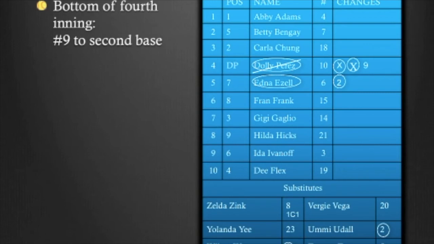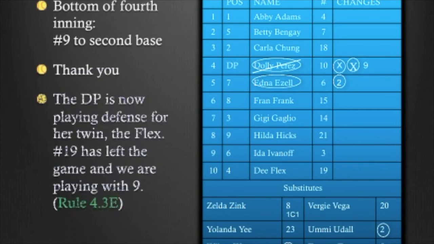Number 9 to second base. So what did I just do here? If 9 plays defense at second base, can my DP play defense? Yes. Okay. Who did she play defense for? The flex. So what happens to the flex if the flex doesn't play defense? Thank you. This is legal. The DP is now playing defense for the flex.